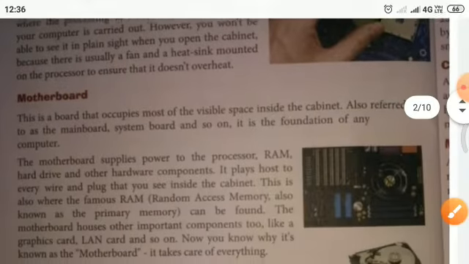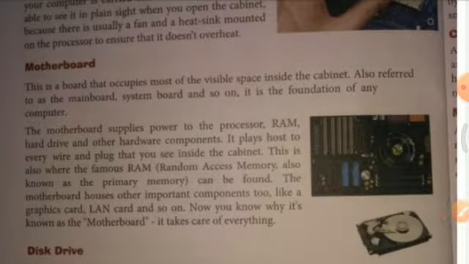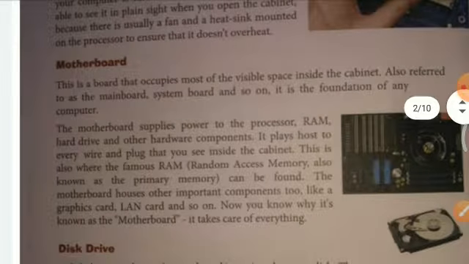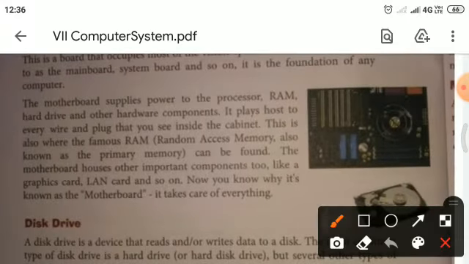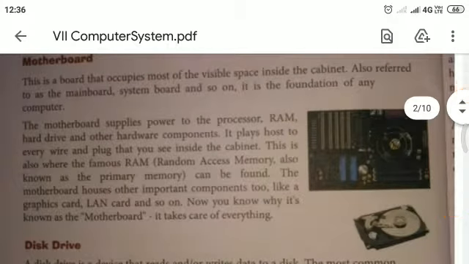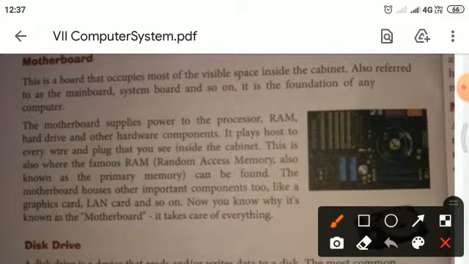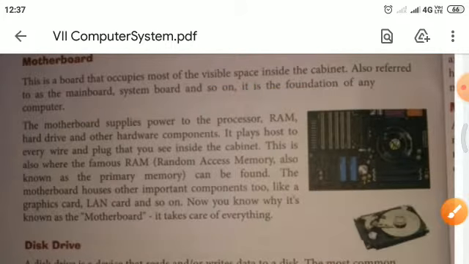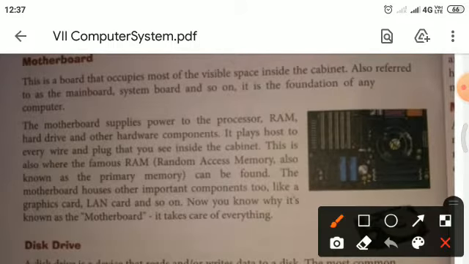And the next component of the computer cabinet, students, is the motherboard. A motherboard is a board that holds all the important components of your computer system. It is the foundation of any computer. And the motherboard is also known as main board or system board. And students, it is called the motherboard just because it takes care of every component of the cabinet.